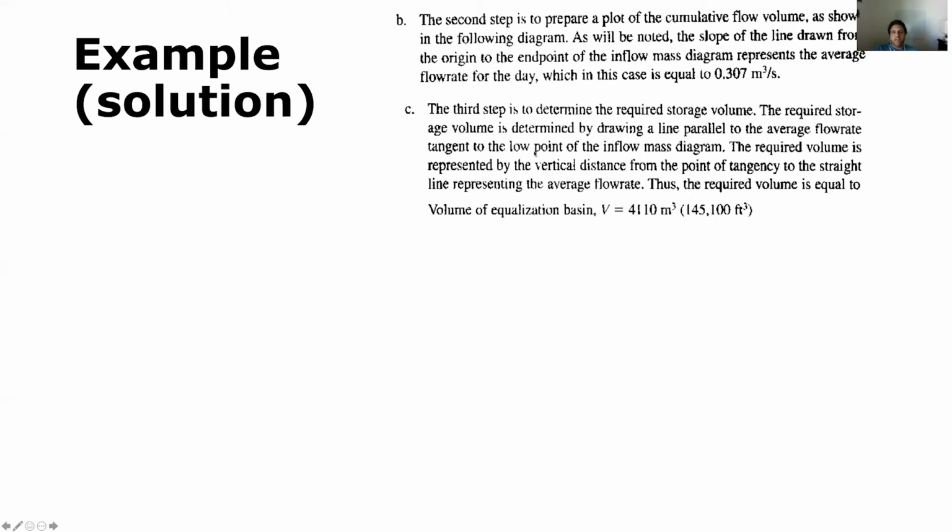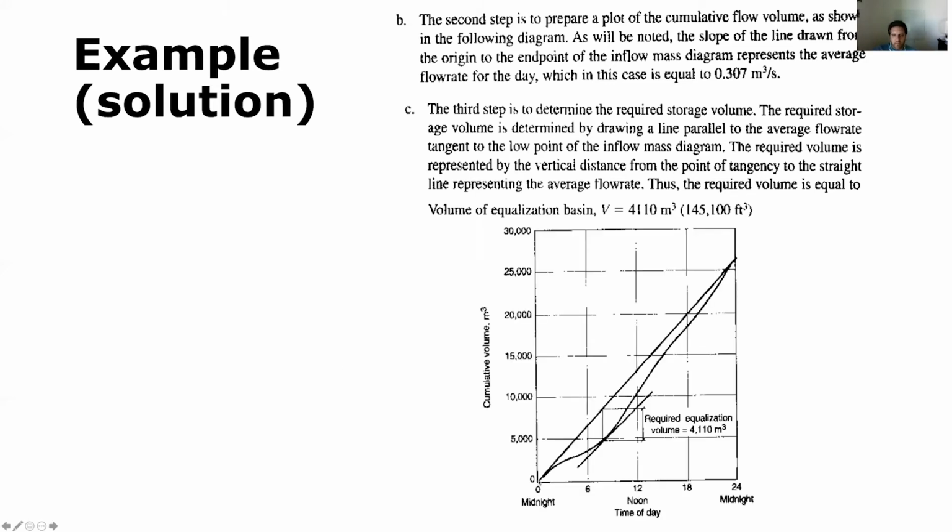This is found by drawing a parallel line to the average flow rate, which is tangent to the low point in the mass diagram, and then looking at the vertical distance between that tangent point and the straight line that connected the cumulative volume at the beginning of the period to the end of the period. As you can see in this plot below, this is the situation where we have kind of a bowed shape in our curve.